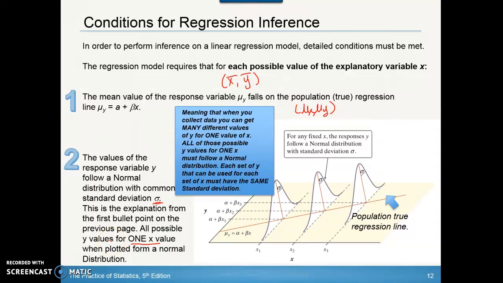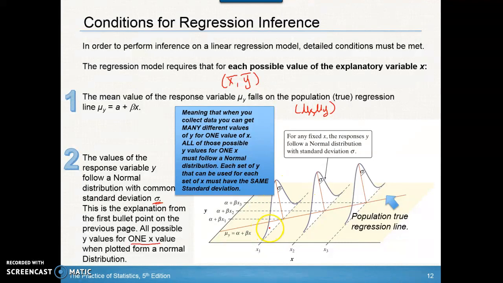Okay, so that's confusing. Basically all that means is if I have an x value right here, remember, that is what you are starting with. You're picking one x value. But remember that your y value is going to change based on your regression line. So every time you take a sample, the slope is going to change. So it's just like saying for every x value, your y values are going to form a normal distribution.